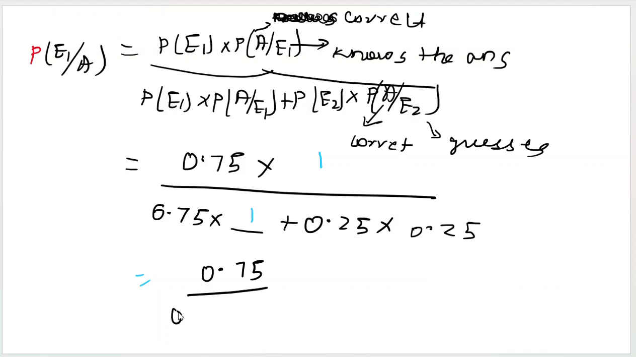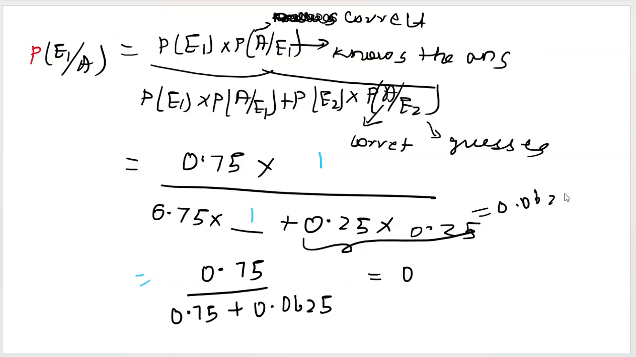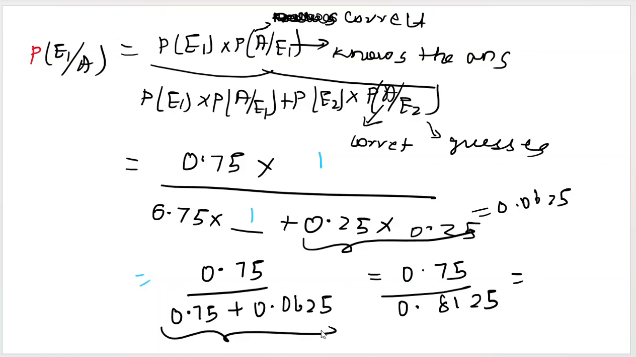0.75 upon 0.75 plus 0.0625. We get this because 0.25 into 0.25 is 0.0625. So this is actually 0.75 upon 0.8125, and when you add this using a calculator, you will get 0.8125.